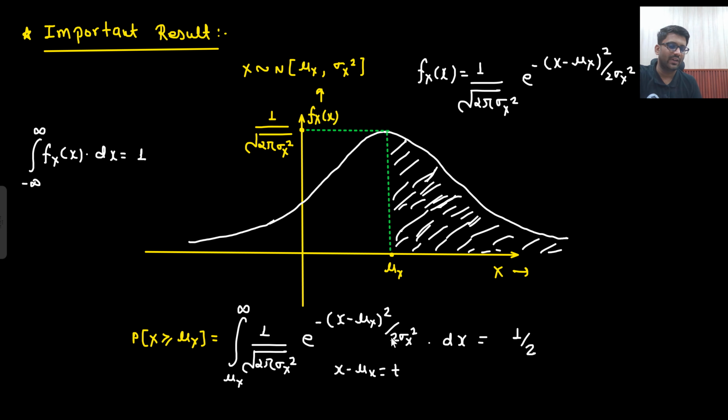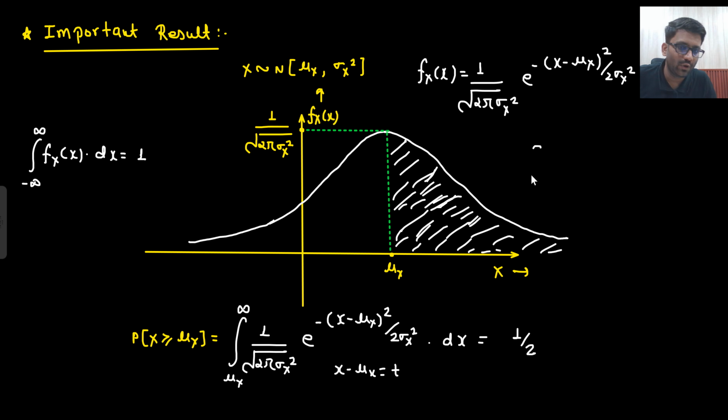So e to the power minus t square by 2 sigma x square, what will it throw? Under root 2 pi sigma x square. So this and this will get cancelled out, and since the limit is going from 0 to infinity, the answer will be half. So you just need to know one thing, that your graph will be symmetric about mu x. Are you able to understand this point?